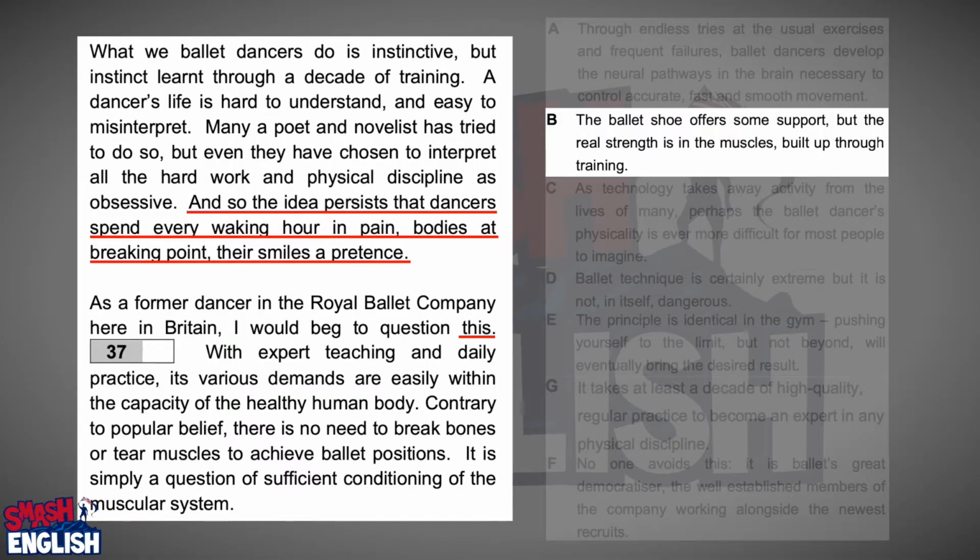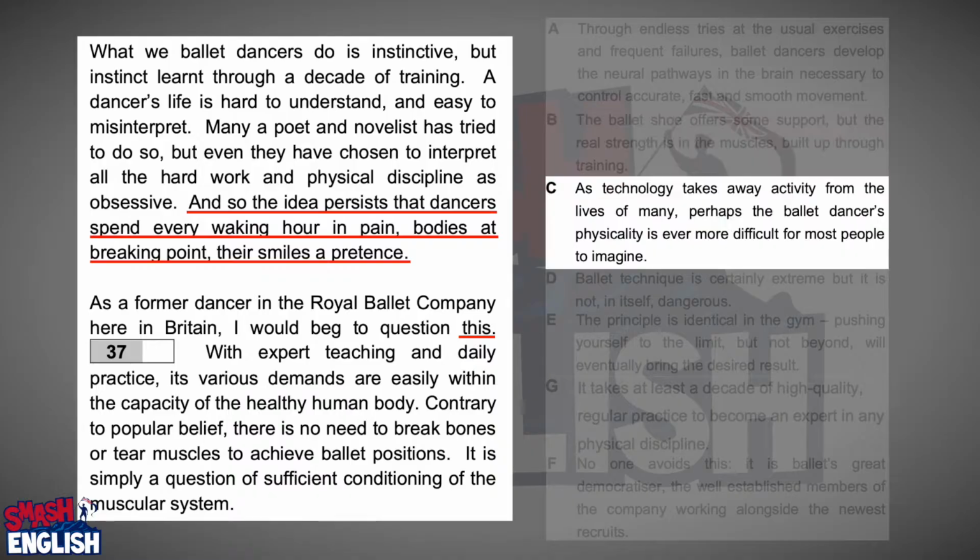B talks about the ballet shoe. Maybe the writer thinks that thanks to the ballet shoe, dancing is not painful, unpleasant, and unhealthy. But then, in paragraph 2, we have the pronoun it. It cannot be in reference to the ballet shoe, as a ballet shoe cannot have any demands.